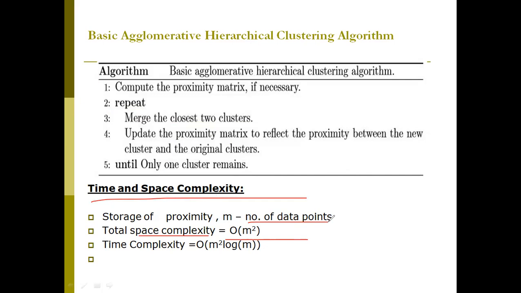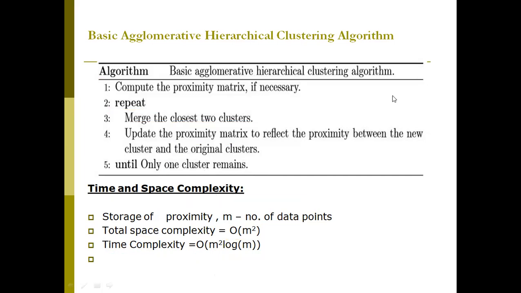If your data points are 5, how much space do you need? 5 square, isn't it? And coming to the time complexity, it is represented by big O of m square into log m. This is the time complexity of your hierarchical clustering, right?